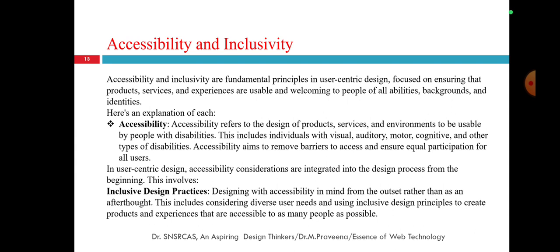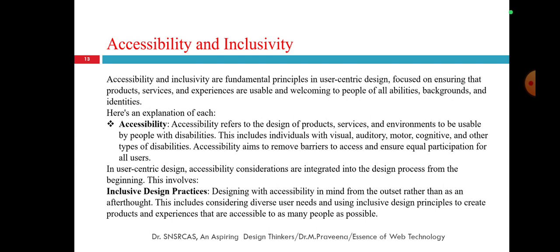Accessibility and inclusivity. Accessibility and inclusivity are fundamental principles in user centric design which focus on ensuring that products, services, and experiences are usable and welcoming to people of all abilities, backgrounds, and identities. Accessibility refers to the design of products, services, and environments to be usable by people with disabilities. This includes individuals with visual, auditory, motor, cognitive, and other types of disabilities. Accessibility aims to remove barriers to access and ensure equal participation for all users.